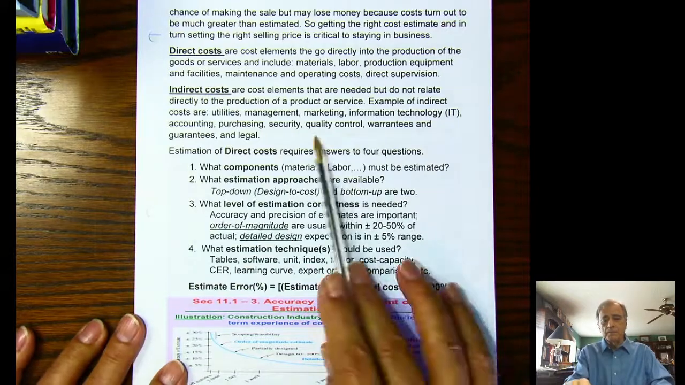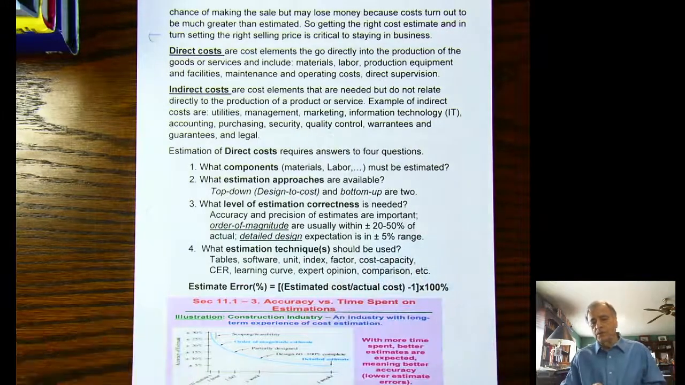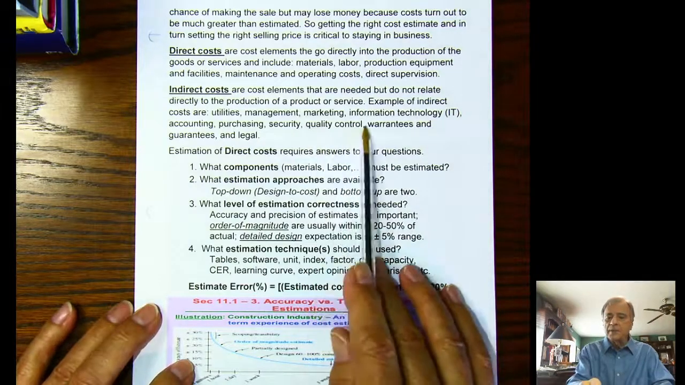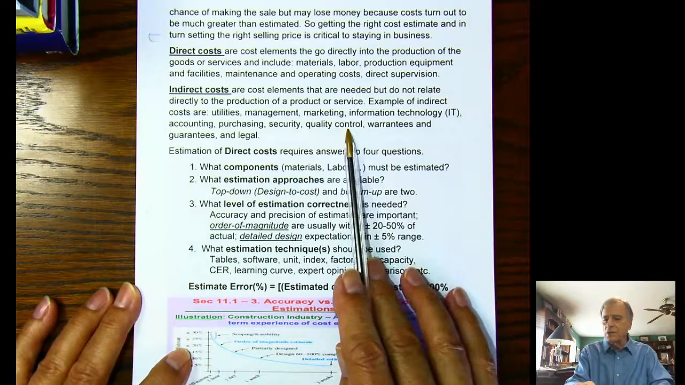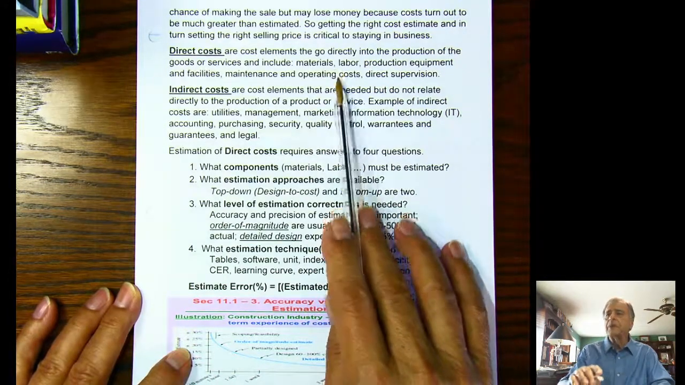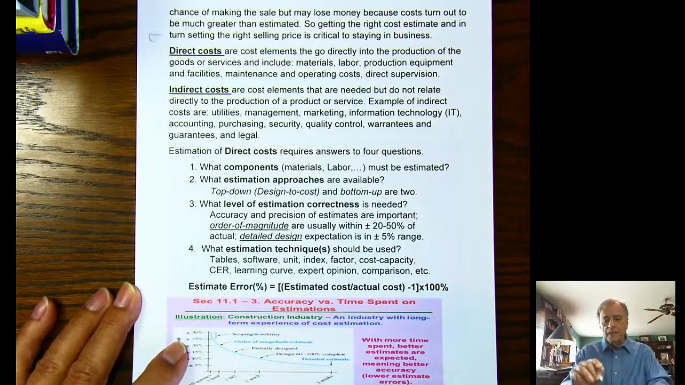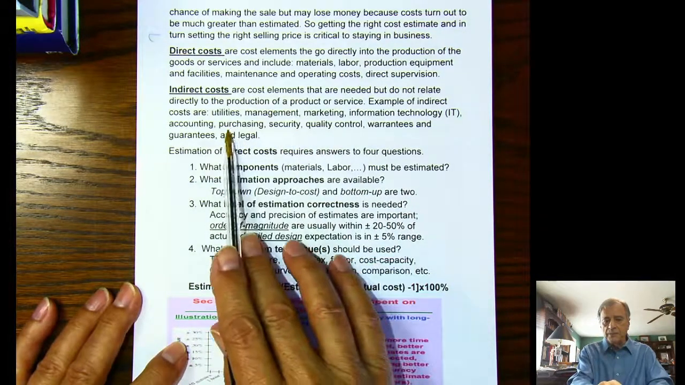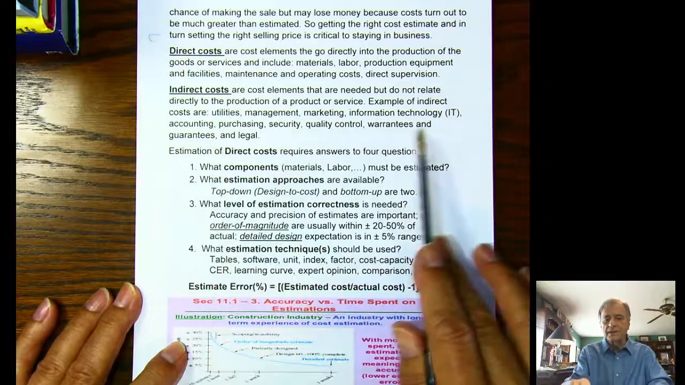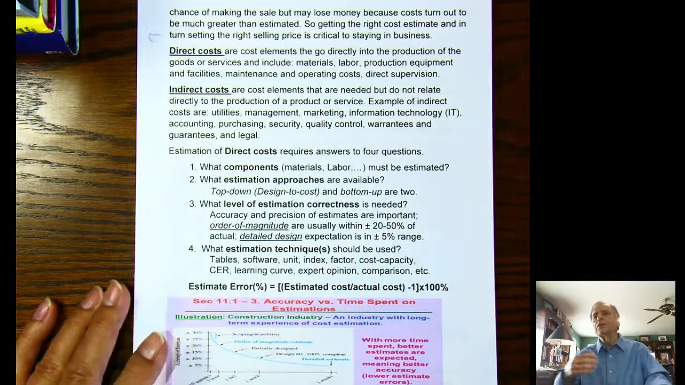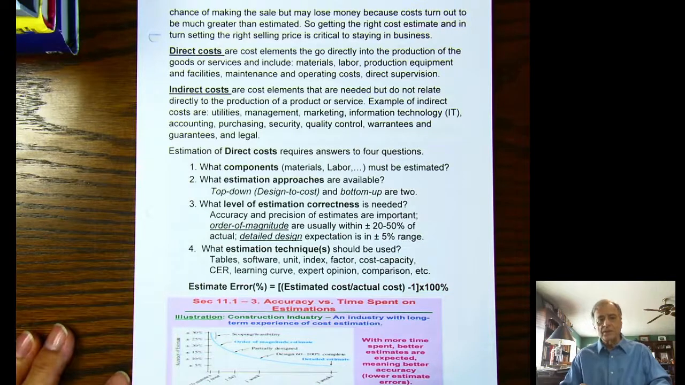Very easily. The things that I'm thinking about right now: quality control. If it's manufacturing quality control, it could come under direct cost. But these others: purchasing, accounting, warranties, guarantees, legal, marketing, all of those are indirect costs, easily categorized.